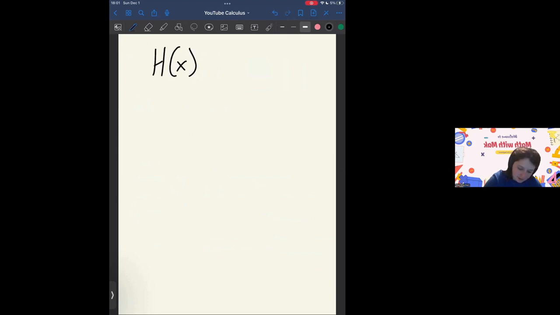h of x is equal to sine of 3x. Now, I don't know about you, but I have it memorized that the derivative of sine of x is cosine of x. And I know that the derivative of 3x is 3, but I don't necessarily know how sine of 3x is going to react.